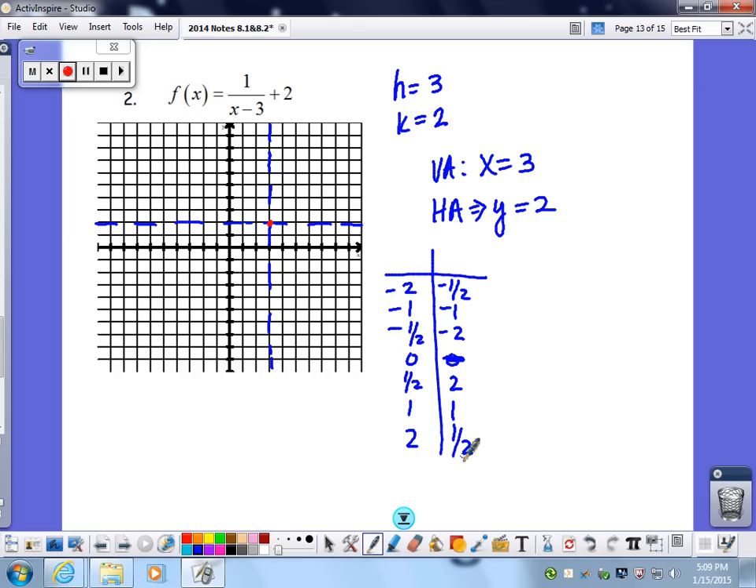Now I'm just counting from that red dot that I did. So I'm going to go negative 2, negative 1/2, negative 1, negative 1, negative 1/2, negative 2. Now I'm going to respect those asymptotes. 1/2, 2, it's going in from here; 1, 1; and 2, 1/2. So here's the second half of my graph. All right, so there's my graph. Here again, my domain this time is all reals, but x cannot equal 3. And my range is all reals, but y cannot equal 2.